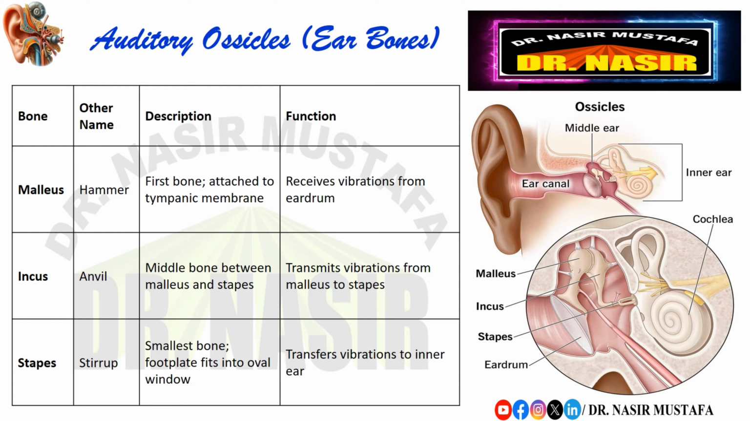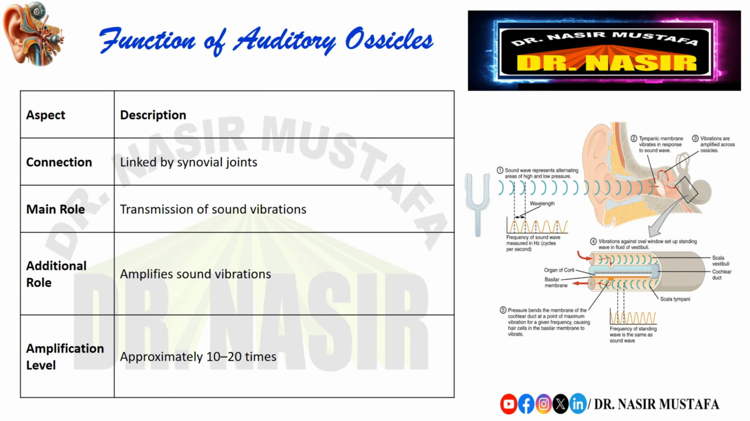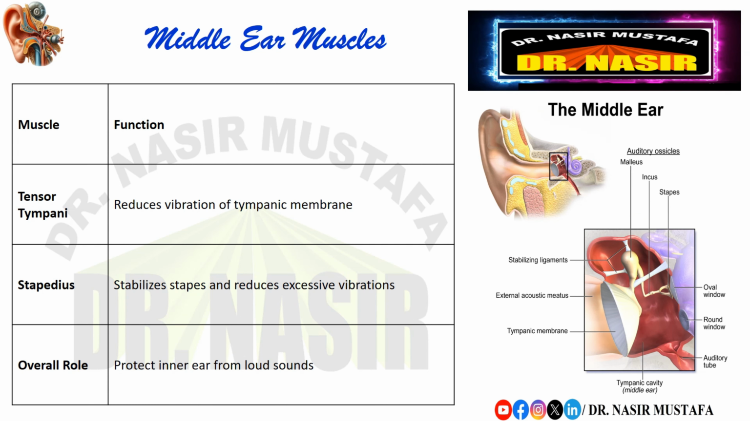The incus, also known as the anvil, is the second bone and is located between the malleus and the stapes. It receives vibrations from the malleus and transmits them to the stapes. The stapes, also known as a stirrup, is the third and smallest bone in the human body. The footplate of the stapes fits into the oval window. The stapes transmits vibrations from the incus to the oval window, which leads to the inner ear. The auditory ossicles not only transmit sound vibrations, but also amplify them approximately 10 to 20 times before they reach the inner ear. The middle ear also contains two small muscles called the tensor tympani and stapedius muscles.